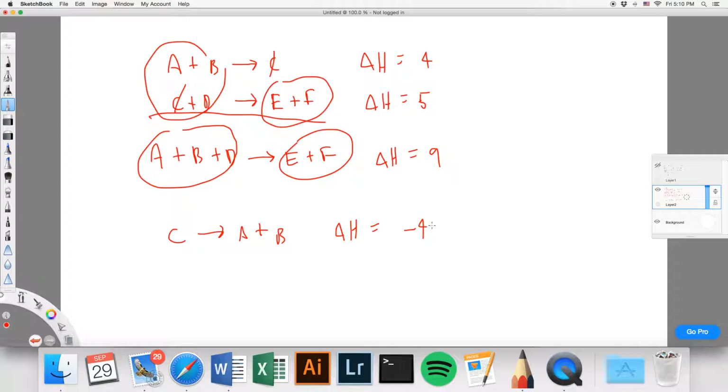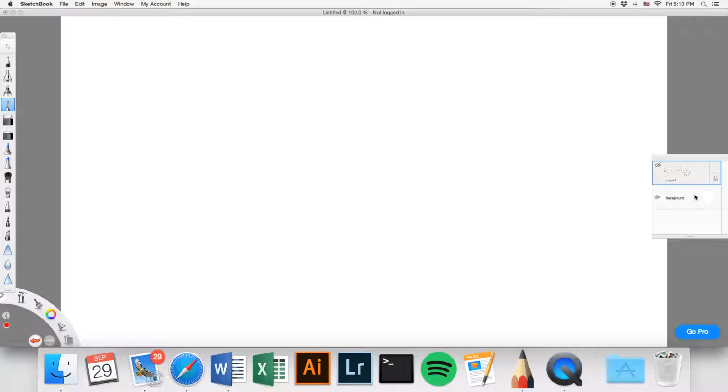Okay. And then the other thing I want to point out here, let me get rid of this thing here. Can I just get rid of it? I don't know how to get rid of this. Here we go. Bam.